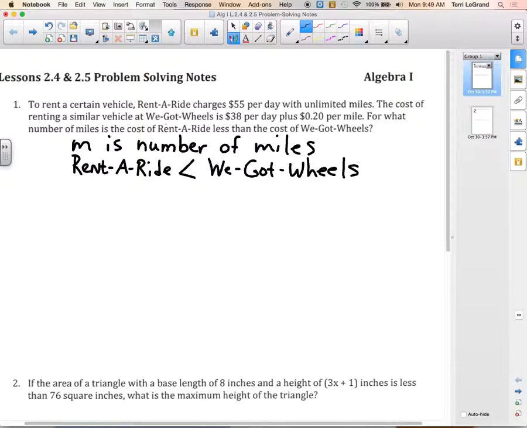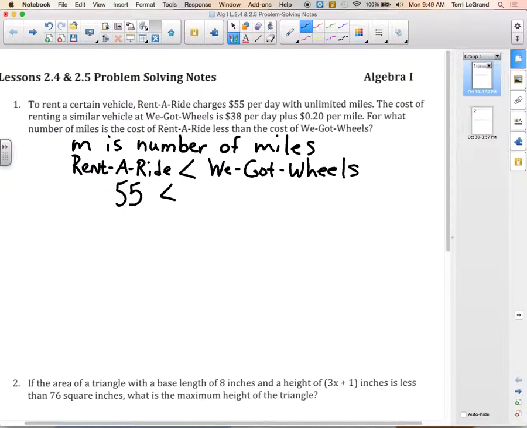So how could we represent the cost for Rent a Ride? How much does it cost? 55. Okay. And that's the only cost, right? The only cost there is. So we don't even need the M on that side because they just charge $55 a day, and there's unlimited miles.